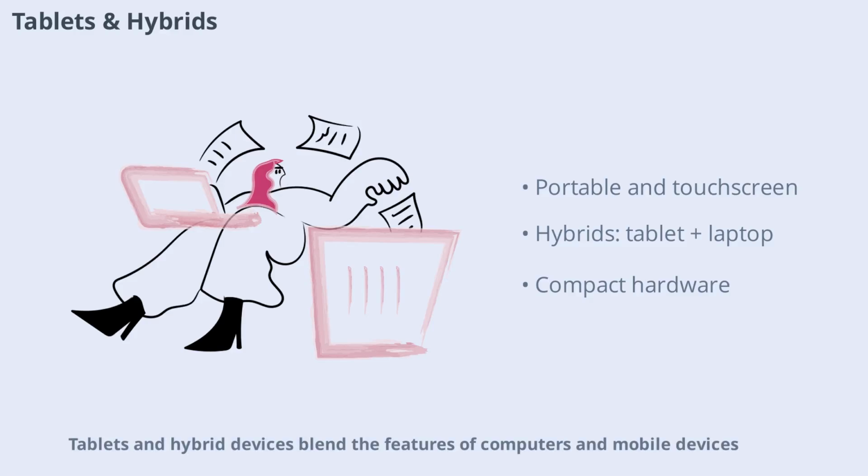Tablets and hybrid devices blend the features of computers and mobile devices. Tablets are portable, use touchscreens, and are great for browsing, reading, or light work. Hybrids can function as both a tablet and a laptop, offering flexibility. These devices use similar hardware but in a more compact form. Next, let's discuss the importance of device drivers.